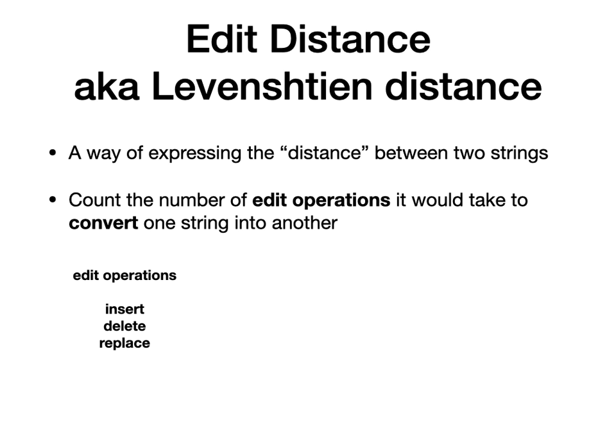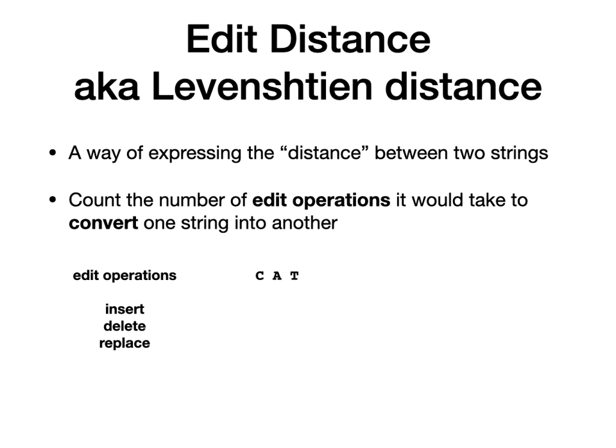So, edit distance, or Levenshtein distance. It's a way of expressing the distance between two strings in terms of the number of edit operations it would take to convert one string into another. There are 3 options for an edit operation in this Levenshtein distance world. There's insert. You can put a letter into a string in a certain spot. There is delete. You can remove a letter from a string in a certain spot, or you can replace a letter in the string.